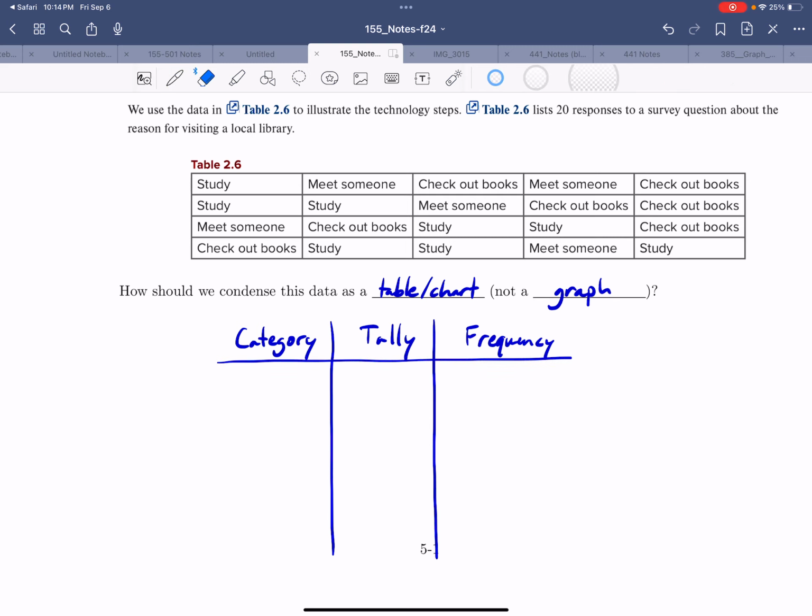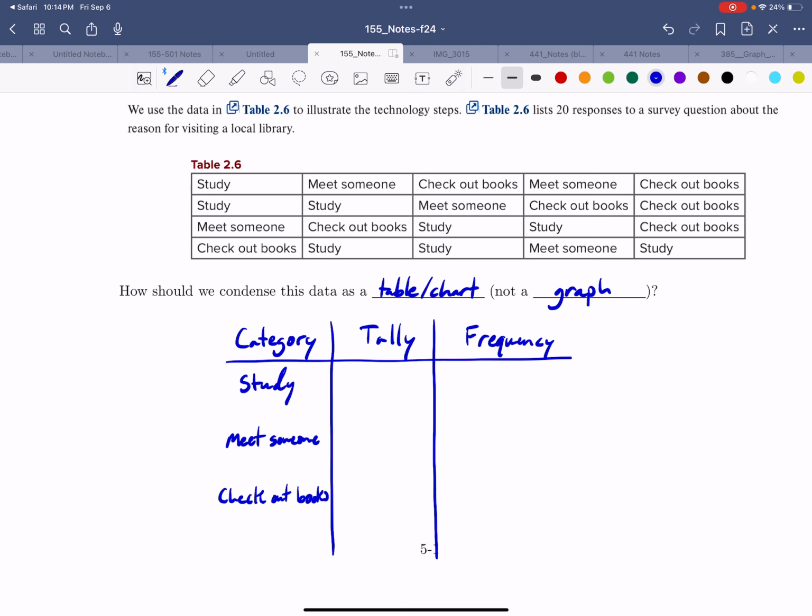So over here, we're just going to say, okay, what are the different categories? In no particular order. I see study first, so I'll just put that there first. Meet someone comes in second, just because that's what I see second. And then last is check out books. Make it capitalized, whatever. So we've got that. Maybe move that down a little bit more, just for spacing.